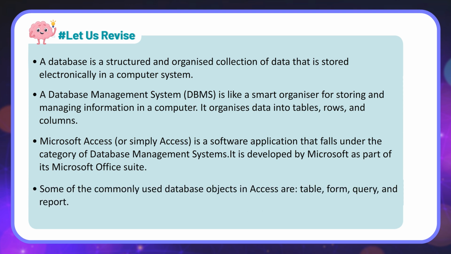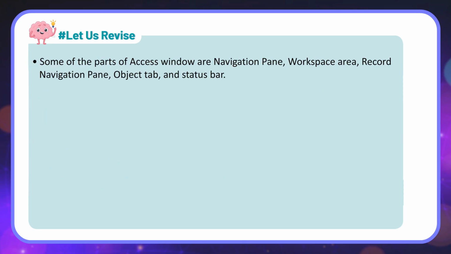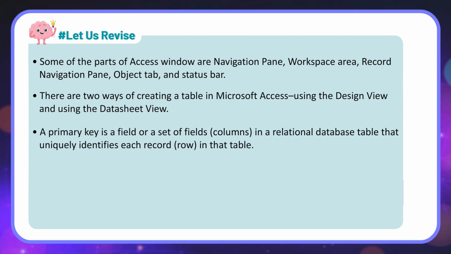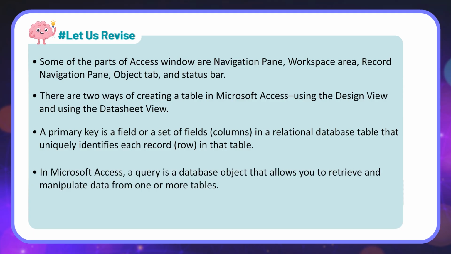Some of the commonly used database objects in Access are table, form, query, and report. Some of the parts of Access window are navigation pane, workspace area, record navigation pane, object tab, and status bar. There are two ways of creating a table in Microsoft Access: using the design view and using the datasheet view. A primary key is a field or a set of fields, columns, in a relational database table that uniquely identifies each record, row, in that table. In Microsoft Access, a query is a database object that allows you to retrieve and manipulate data from one or more tables.